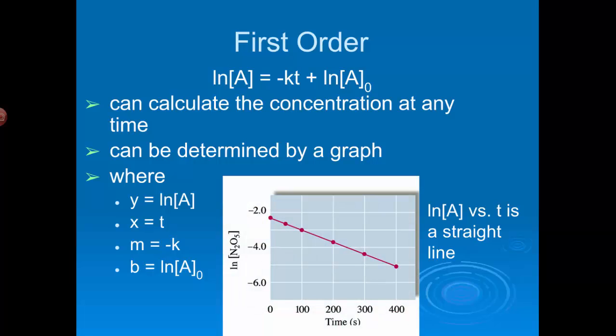So if you set up a graph where you have the y-axis equal to the natural log of the concentration of your reactant, and the x-axis is time, and you plot those natural logs of the concentrations that you've measured, you should get a straight line if it's first order. No other order will give you a straight line if you plot natural log of concentration on the y-axis and time on the x-axis. You'll only get a straight line if it's first order, and that's because of the equation. Okay?